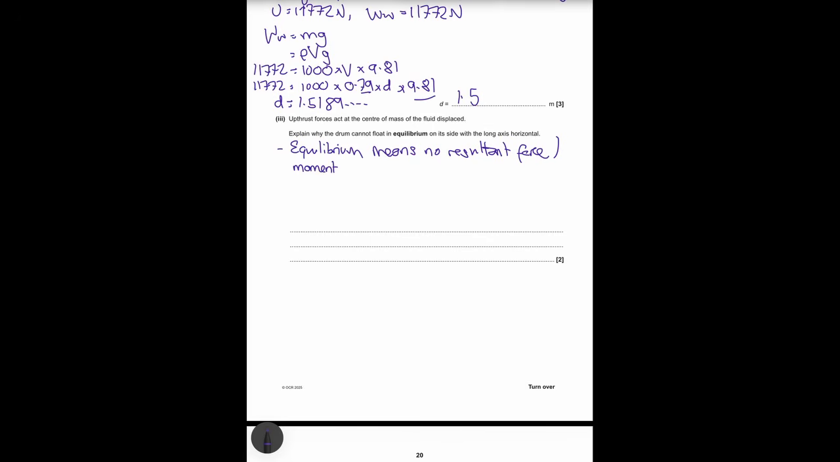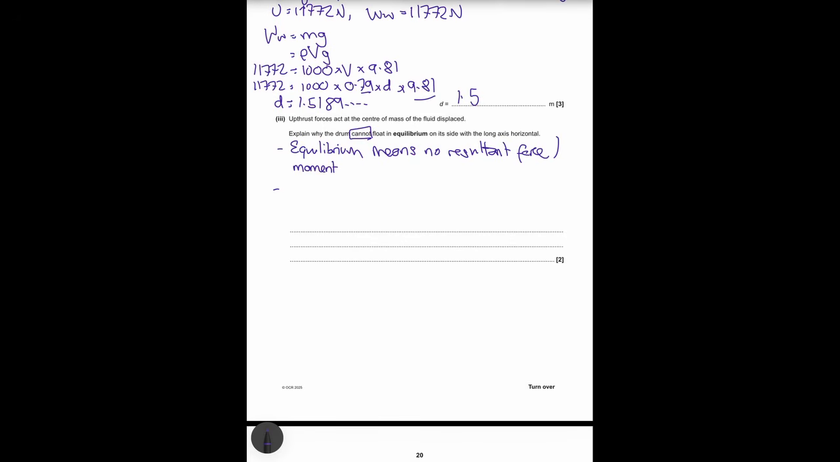So now, because it's saying why it can't do that, we've done this thing before where if I say why it would do that, I can put it in the negative and say this isn't the case. So if equilibrium means there's going to be no resultant force, no resultant moment, and I'm saying it can't float on its side, it can't float in equilibrium, well, that means that on its side there must be a resultant force or a resultant moment, one of those. And I've already said we're leaning towards moment here, because we can see it's going to tip or something like that if I'm imagining what's going to happen.